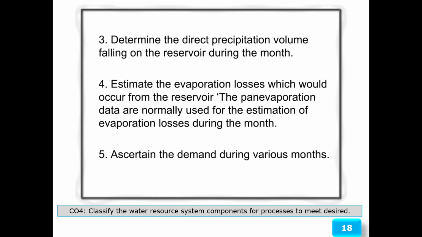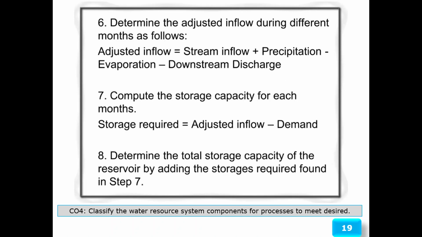The precipitation is nothing but rainfall data. Then estimate the evaporation losses which would occur from the reservoir. The pan evaporation data are normally used for the estimation of evaporation losses during the month. Then ascertain the demand during various months. Then determine the adjusted inflow during different months as follows: adjusted inflow is equal to stream inflow plus precipitation minus evaporation minus downstream discharge.